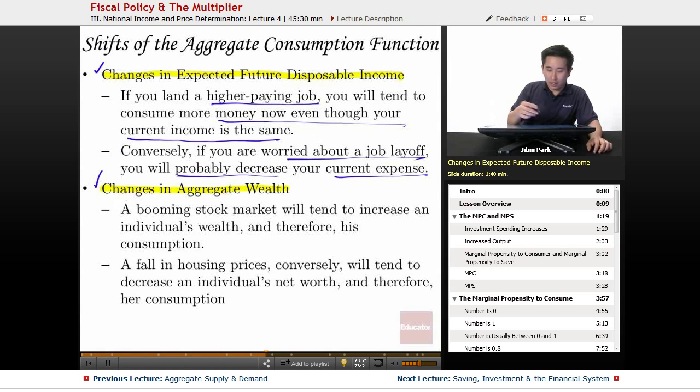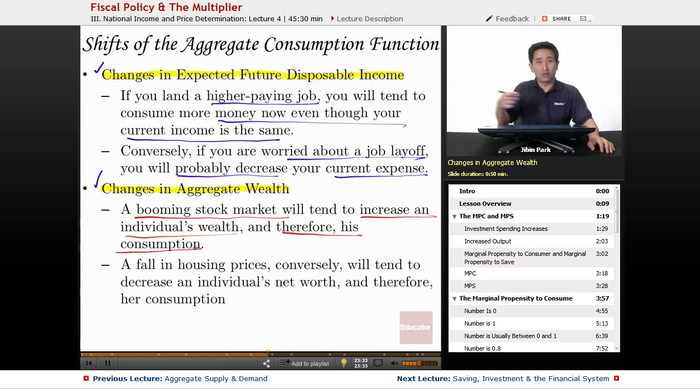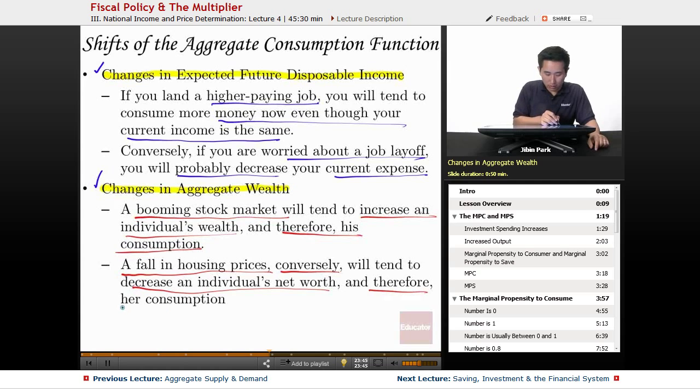Another way that the consumption function can either shift up or down is changes in aggregate wealth. So a booming stock market will tend to increase an individual's wealth, and therefore his consumption. So if you're literally more wealthy, you have more assets, then the consumption function is going to increase. Conversely, a fall in housing prices will tend to decrease an individual's net worth, and therefore her consumption.